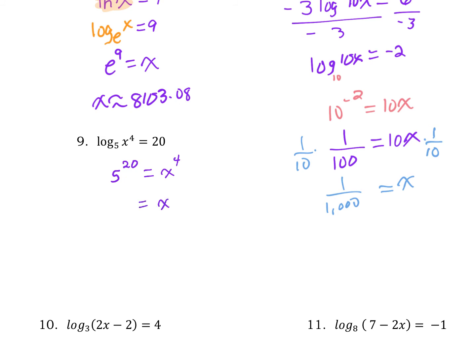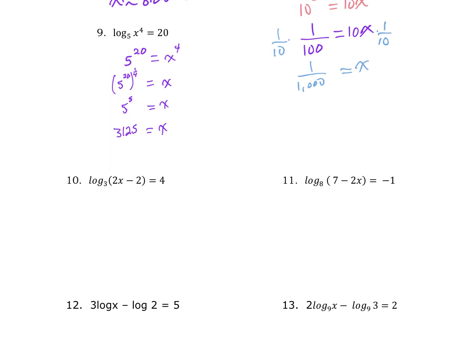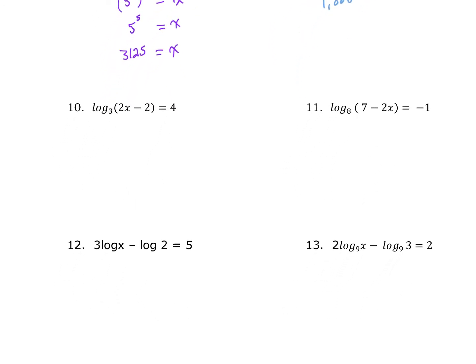There is an alternative way of solving this. If we have 5 to the 20th and we raise that to the 1/4 power, then we just get that x is equal to 5 to the 5th. In other words, x is 3125. There is an alternative way of solving this that I just noticed, that I'll talk to you about later. I really want to stick with the same pattern that we're seeing, so I don't want to confuse you too much.